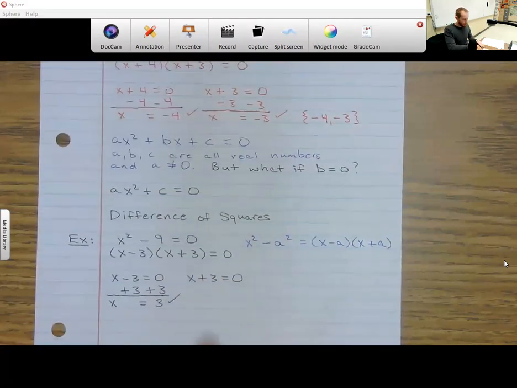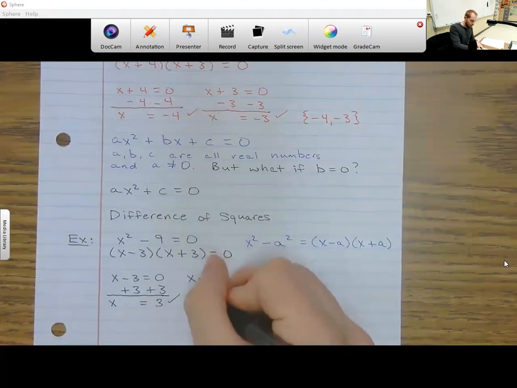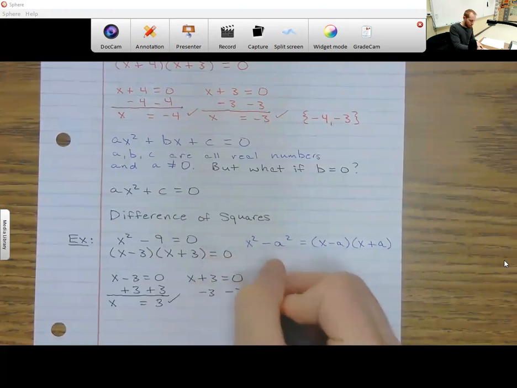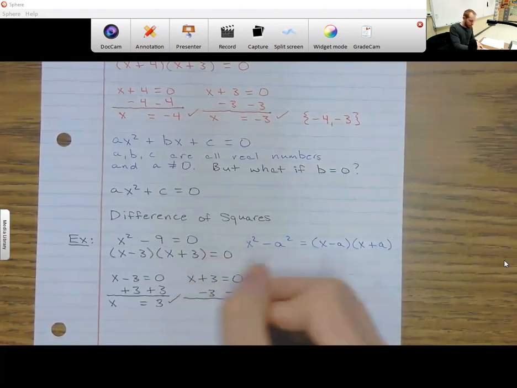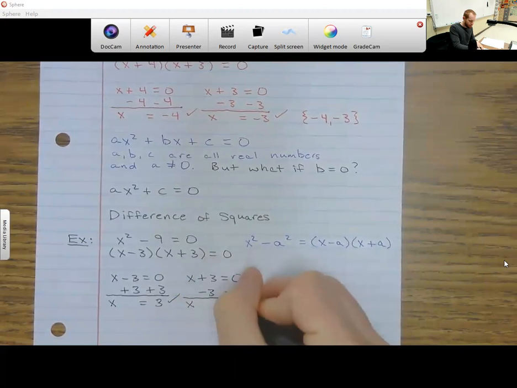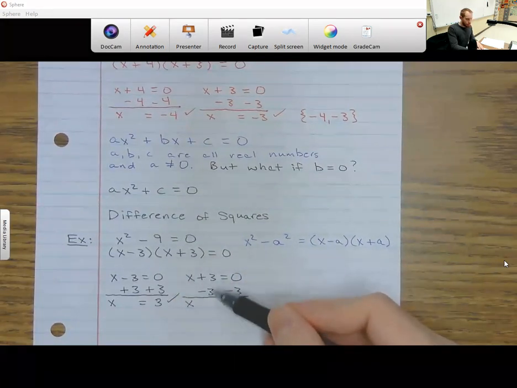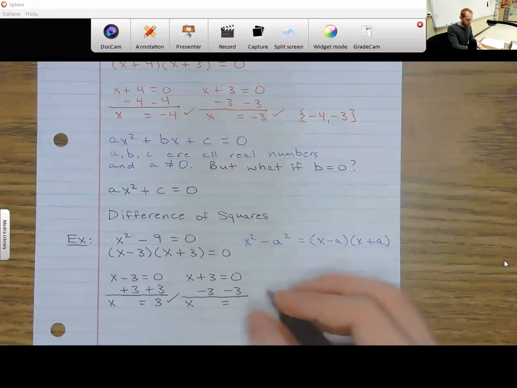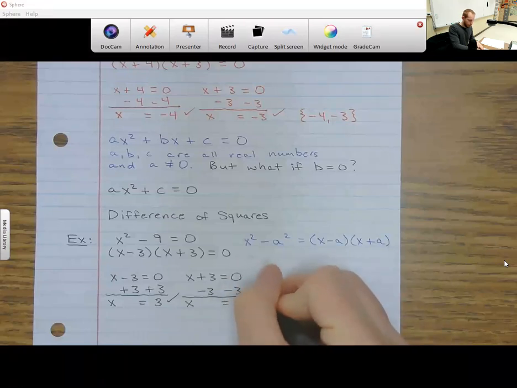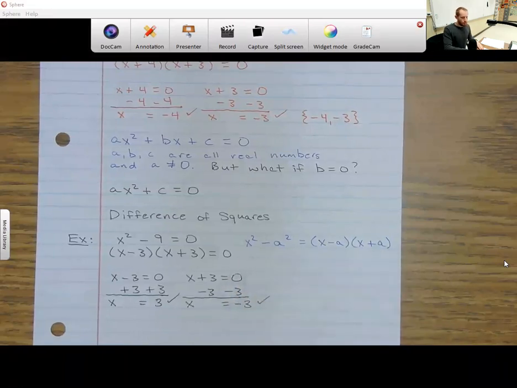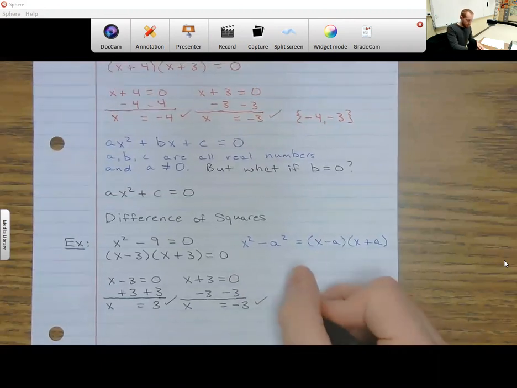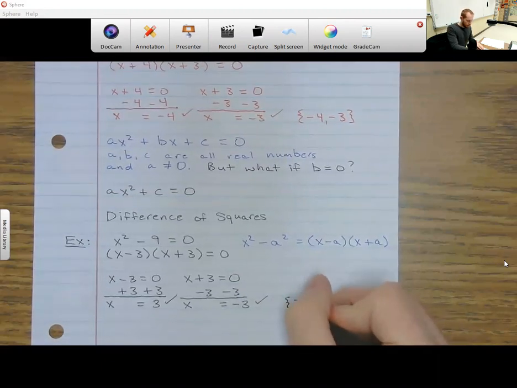So now I look at this one and I do the opposite. Instead of adding 3 this time, I need to get rid of a plus 3. That way I'm going to subtract 3 from both sides. So I'm going to minus 3 from both sides of the equal sign, and we'll see what happens. The plus 3 and the minus 3 are going to cancel out. 0 minus 3 is going to give me what? Negative 3. So those are my two answers, and I put them inside of a solution set.